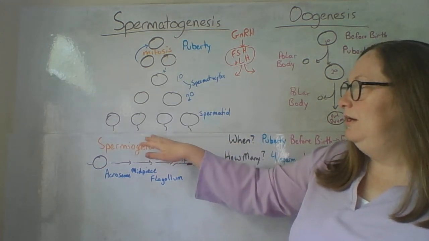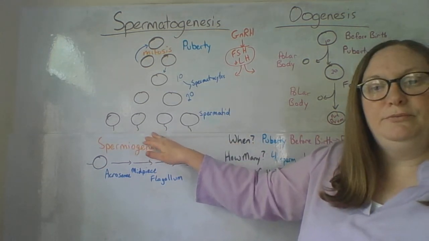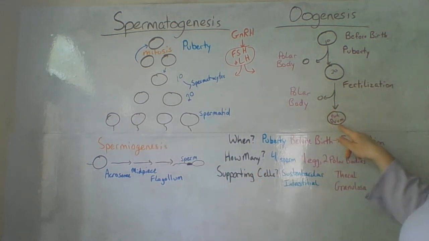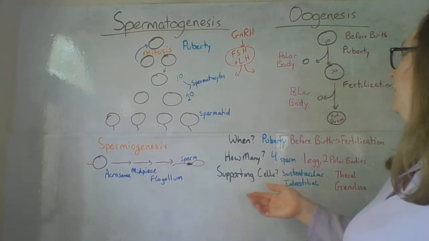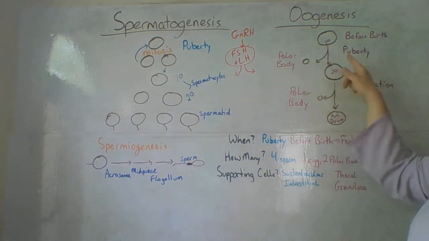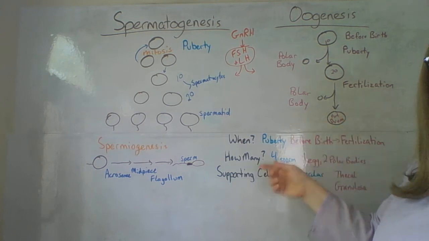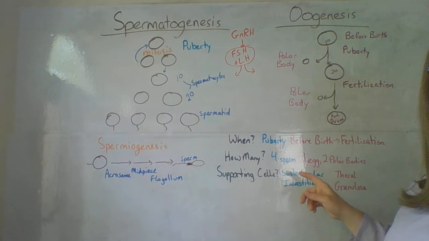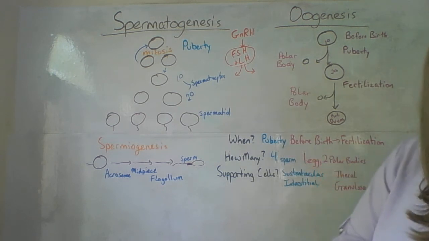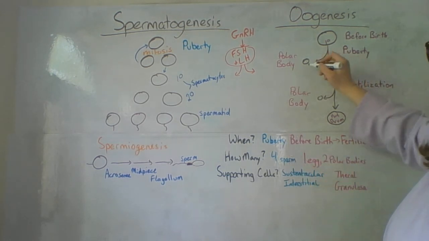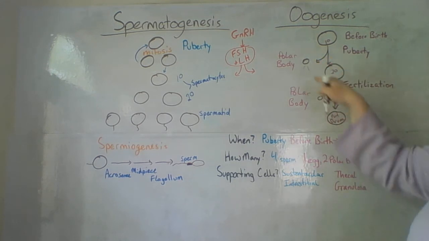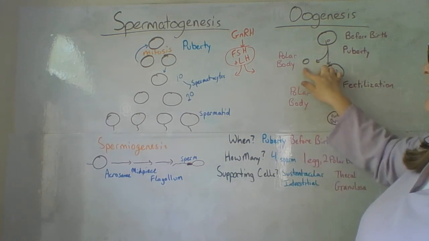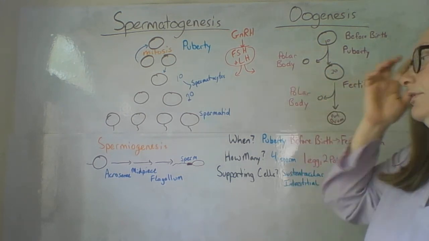And how many cells do you get in spermatogenesis? You get 4. How many do you get here? 1. Why do we only get 1? Well, we have a polar body and a polar body. We have 2 polar bodies. Now, wait a second. 1 plus 2 is 3. Where's that other? Well, it would be right there, right? But this polar body is going to disintegrate. It is not going to go on to do any more meiosis.